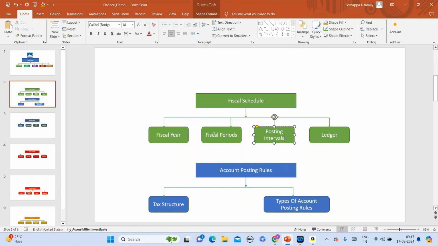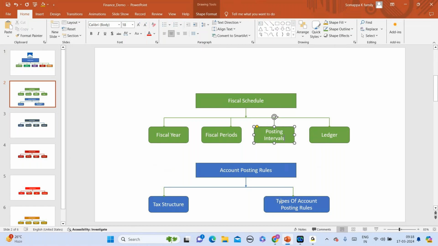And fiscal period I already told you. Fiscal periods are nothing but January, February, March, like January to December, depending upon the fiscal year, whether it is January to December or April to March. That will be decided and created in the fiscal periods. How to create fiscal periods and how to create a fiscal year will be explained as part of the fiscal schedule, which is part of the finance model.